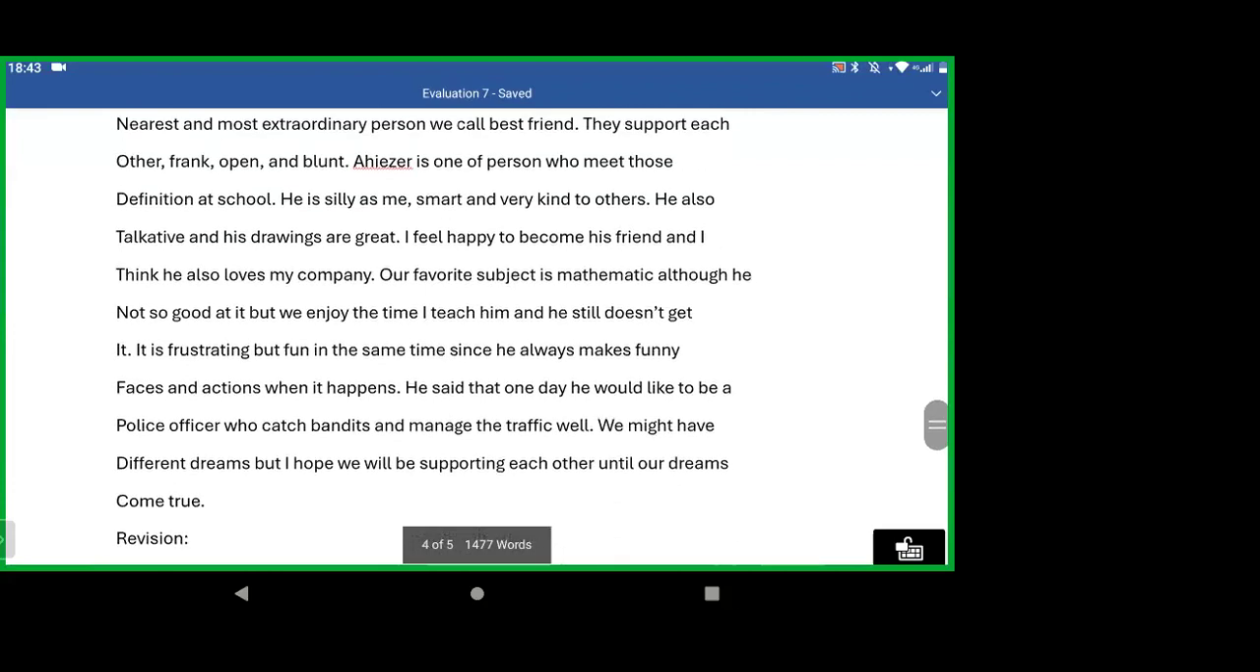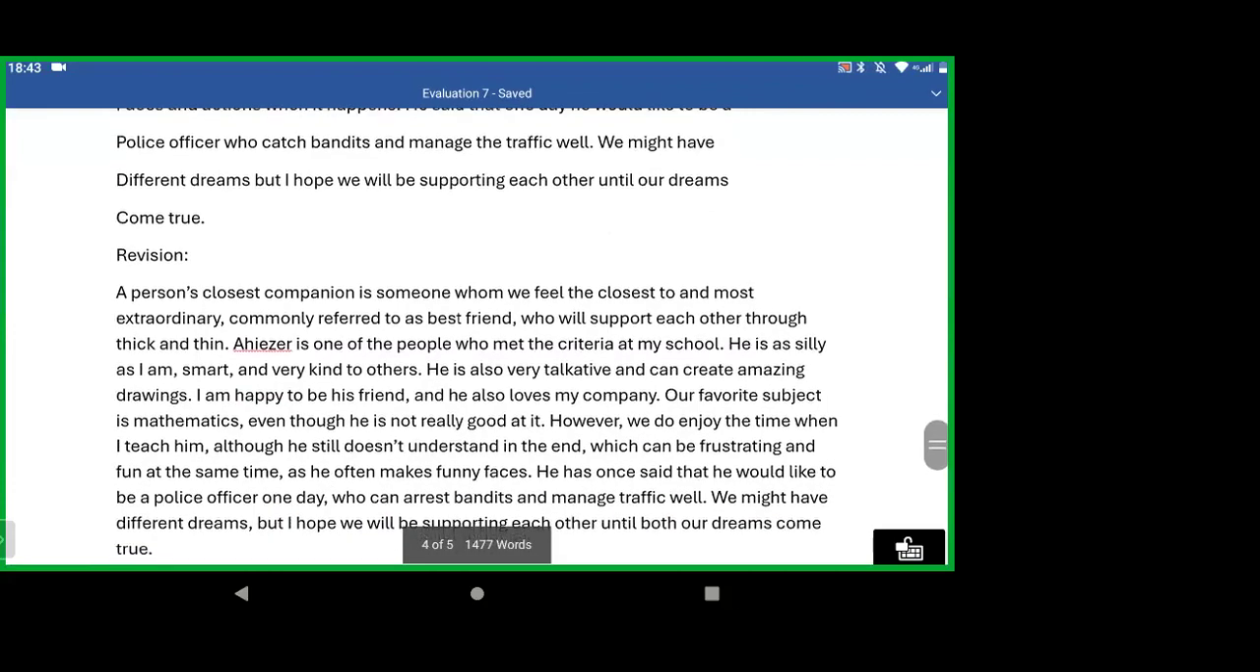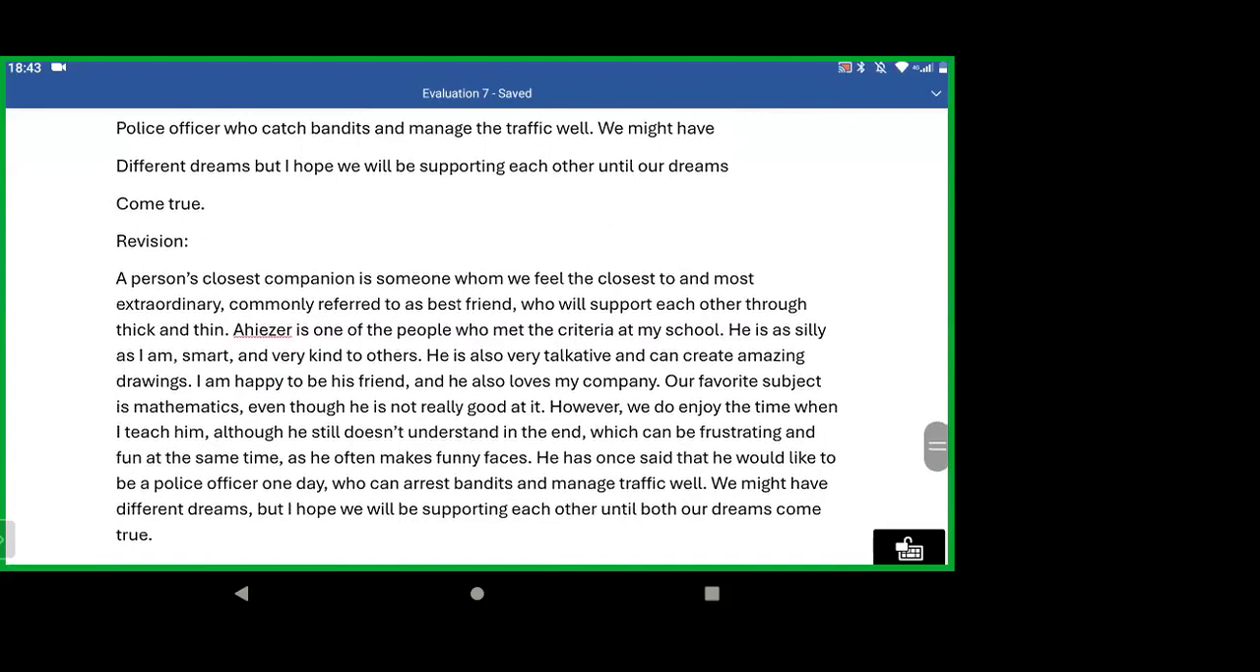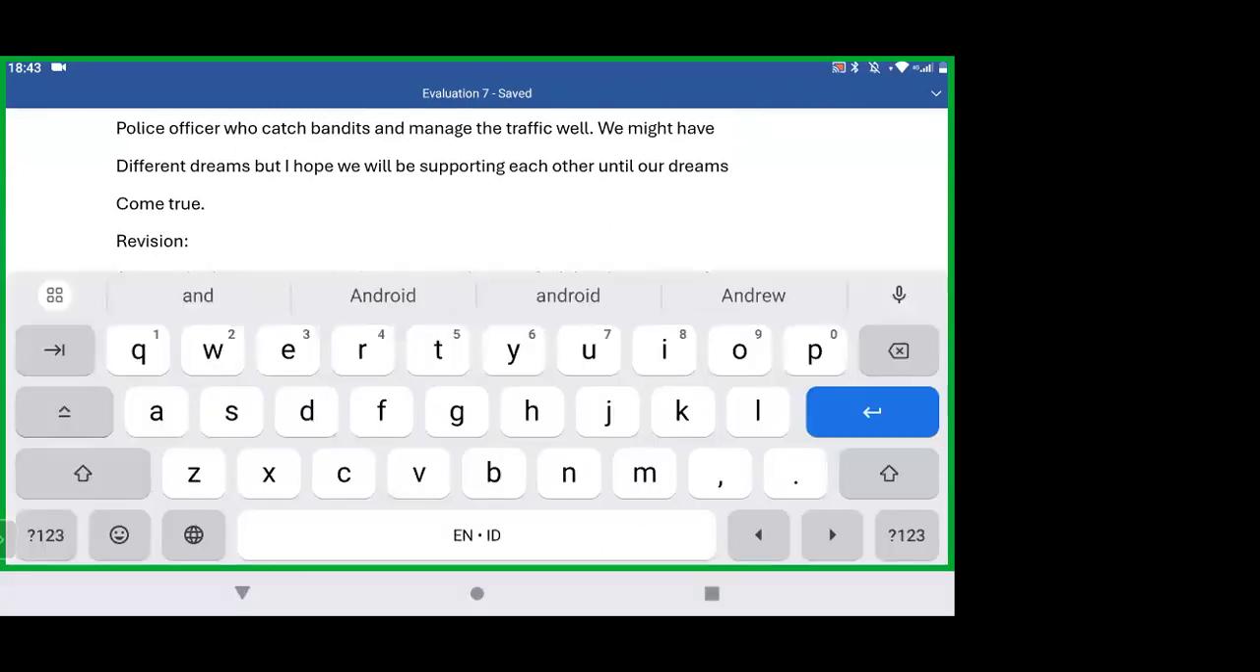So next sentence, "I feel happy to become his friends, and I think he also loves my company." I changed that a little bit to "I'm happy to be his friend," and just add a comma right there. "And he also loves my company." I think the "I think" is not necessary.